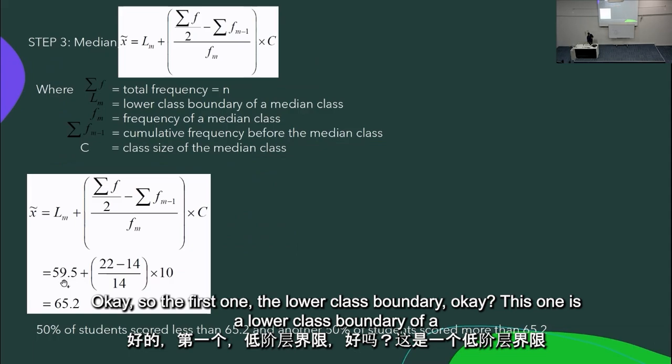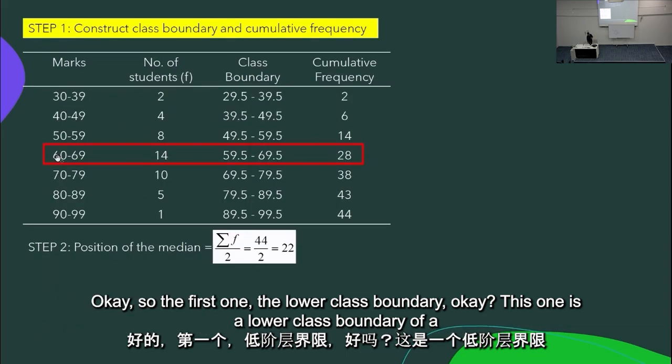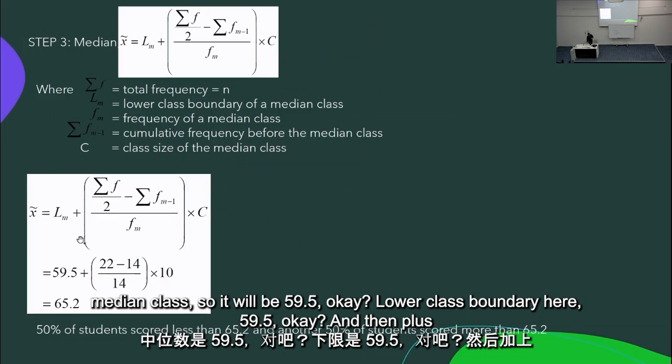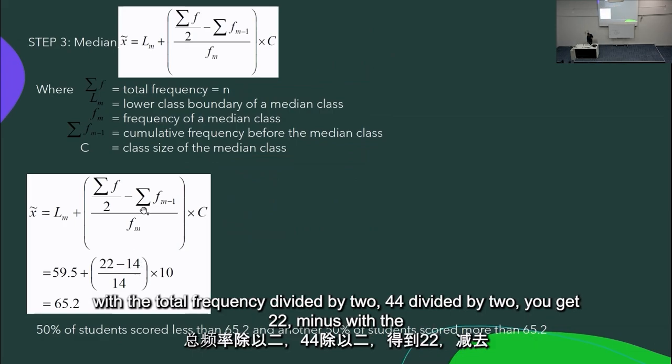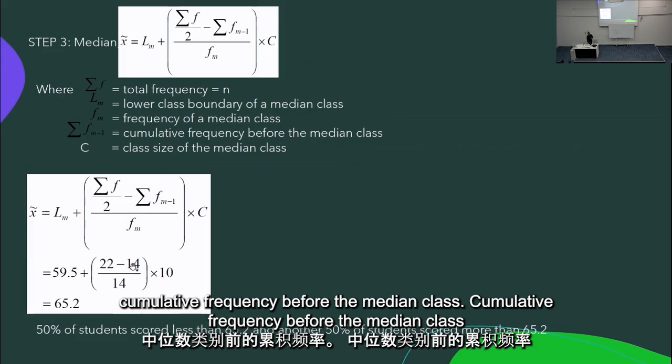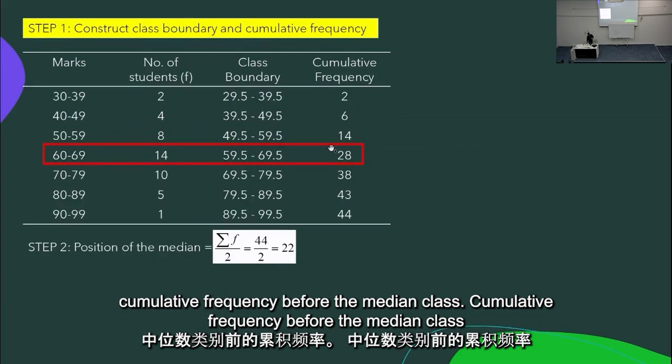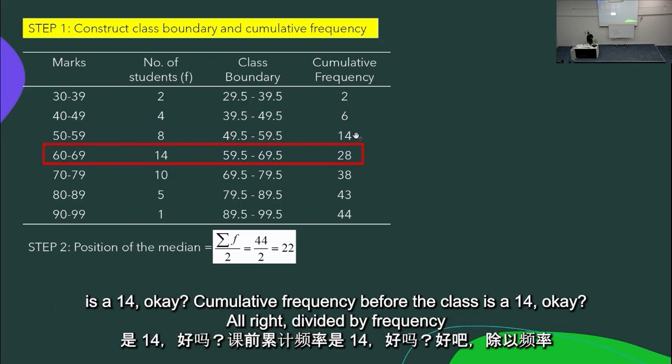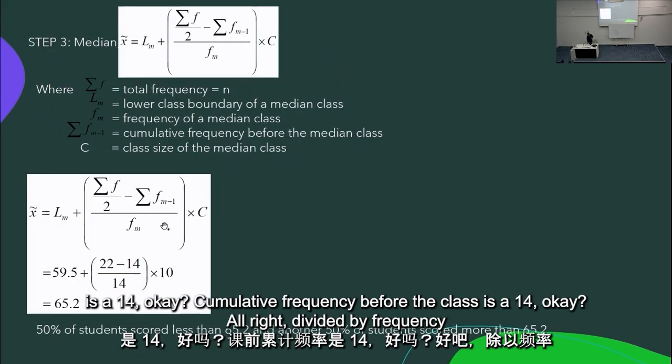So the first one, the lower class boundary of the median class, will be 59.5. Lower class boundary here, 59.5. And then plus the total frequency divided by 2. 44 divided by 2, you get 22. Minus the cumulative frequency before the median class. Cumulative frequency before the median class is 14.